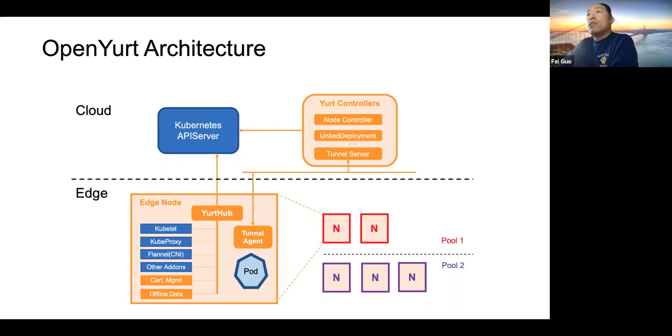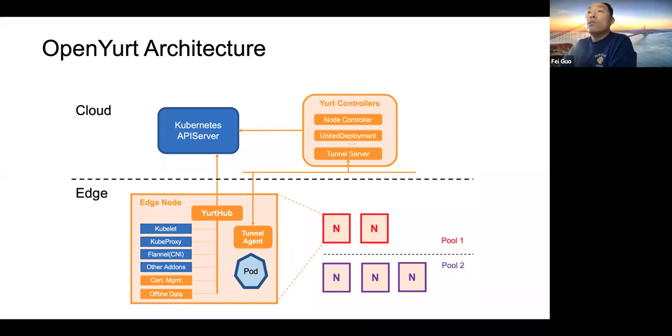The cloud side also has a tunnel server, which is trying to resolve the cloud and edge node communication problem, because they are probably placed in different networks, giving unidirectional access. Edge nodes can access the cloud, but the cloud cannot access edge nodes. To resolve that problem, we introduce a tunnel service so that the cloud API server can call the Kubernetes API through this tunnel.